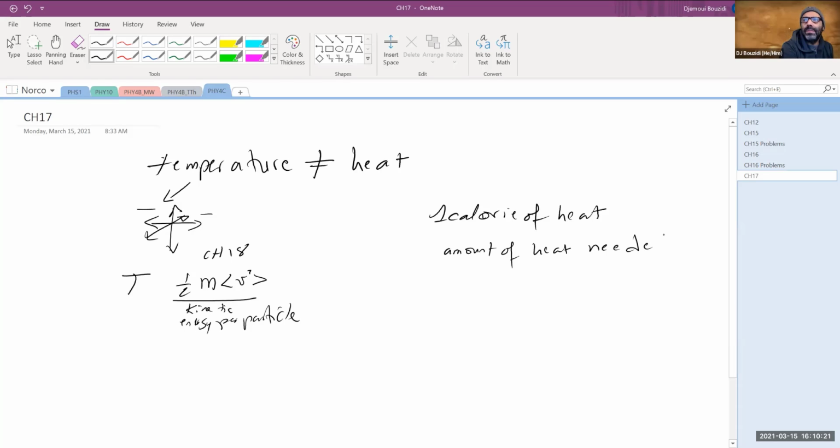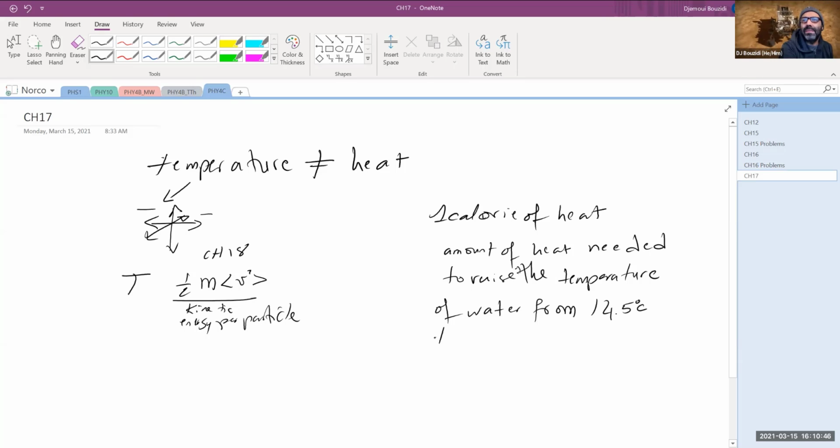needed to raise the temperature. So we don't know what temperature is, so let's leave it for a second, okay? The temperature of water from 14.5 degrees Celsius to 15.5 degrees Celsius. How much water is it? Of 1 gram of water.